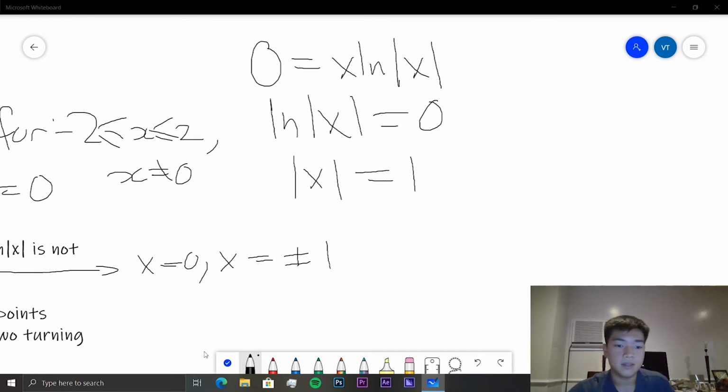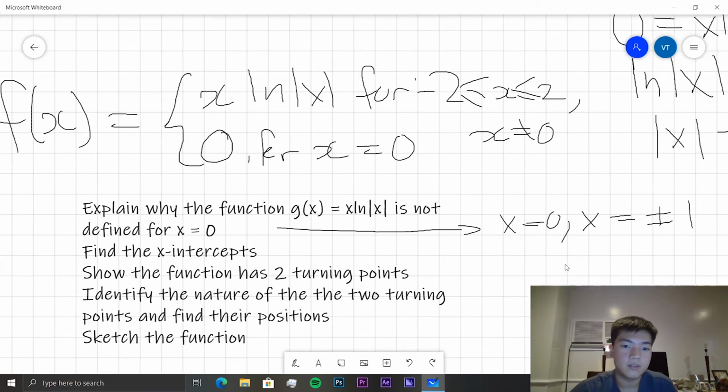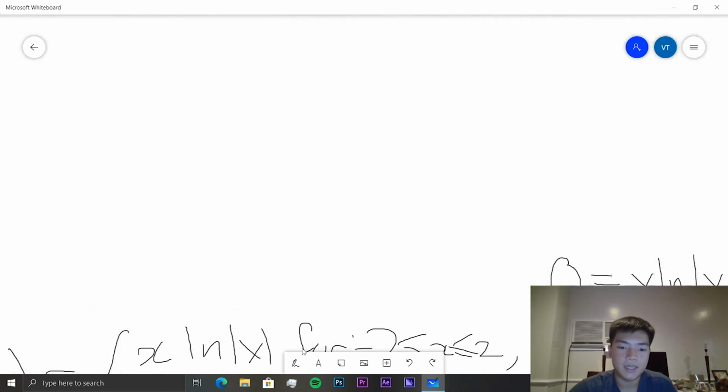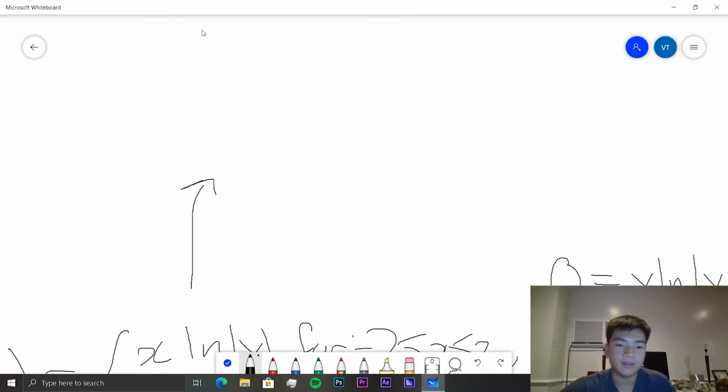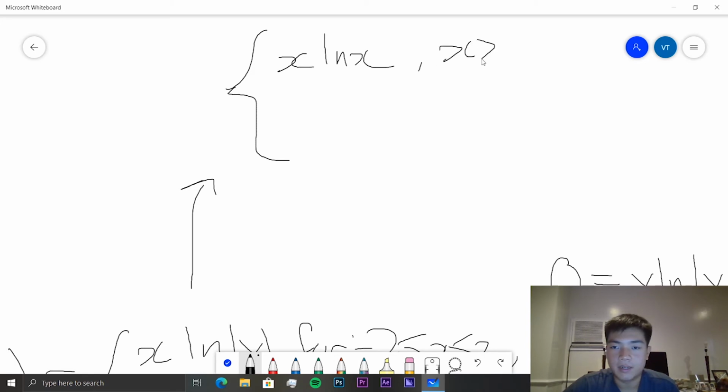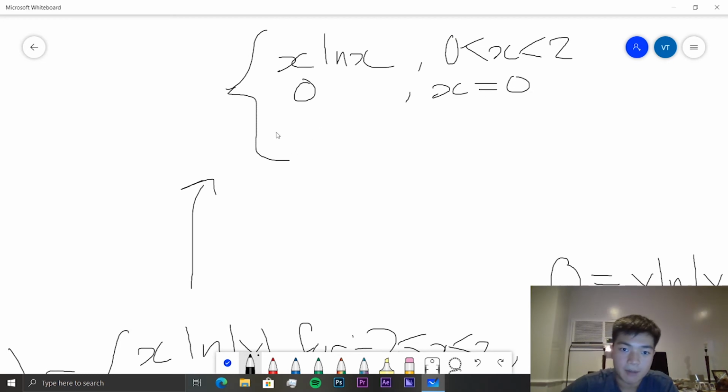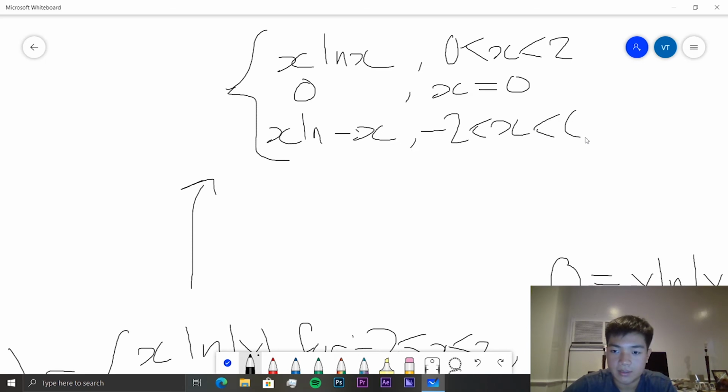Next. Show the function has 2 turning points. Let's get the derivative of x ln absolute value of x. So this is a piecewise function. This is x ln x for x greater than 0 and less than 2. We have 0 for x is equal to 0. And we have x ln negative x for -2 is less than x is less than 0.